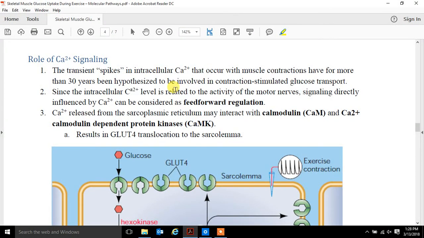The first is calcium. We've already briefly mentioned in the past couple of lectures that calcium is a great signaling molecule. We've got gradients within different cells, particularly skeletal muscle. That gradient allows it to change the intracellular concentration very quickly, so it makes a nice on and off switch. During skeletal muscle contraction, we get these transient spikes in intracellular calcium. They occur with muscle contraction. We've known this for 30 years, and during that time, it's been hypothesized to be involved in this glucose transport.